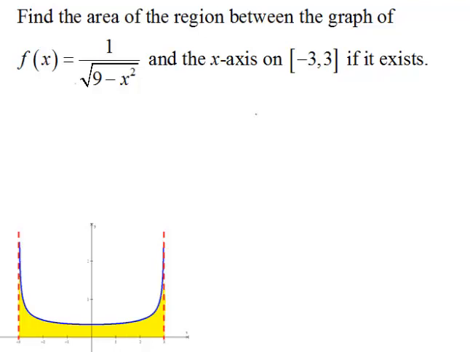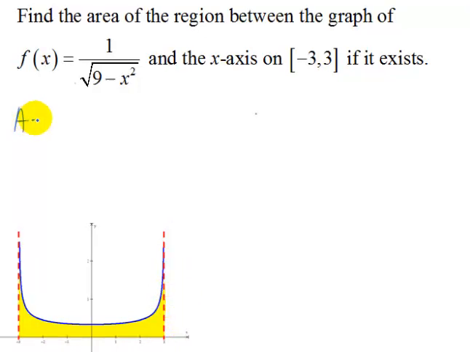We want to find the area of the region between the graph of f(x) equals 1 over the square root of 9 minus x squared and the x-axis on the closed interval from -3 to 3, if it exists. As we look at the graph here, we can see why we would have this "if it exists" question, because -3 and 3 are vertical asymptotes of this function. Does this area exist, or is it infinite? Let's go ahead and see what we can find out.